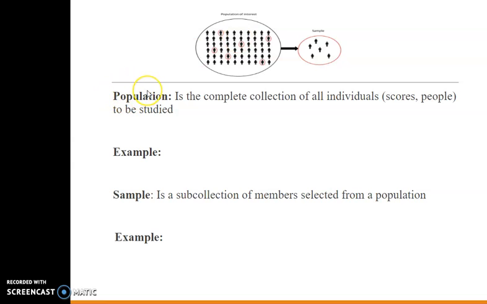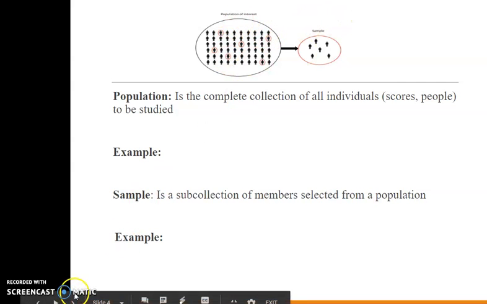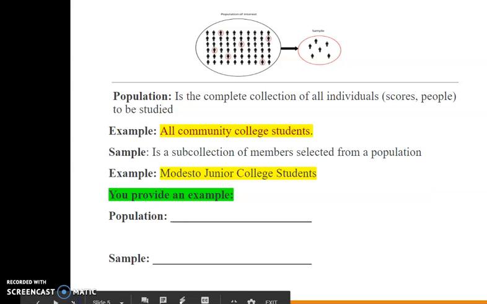So, in terms of a basic definition, a population is the complete collection of individual scores to be studied. A researcher is going to have an idea of what it is that he wants to collect data from. Once he has this idea, then he's going to select his population. To study his population, he's going to need a sample. So a sample is a sub-collection of members from a population, and it happens to be smaller than the entire population. Let me move to the next slide where I'm giving you examples.